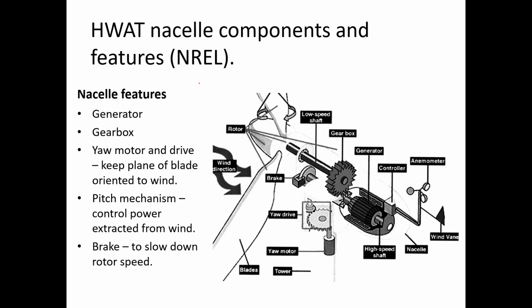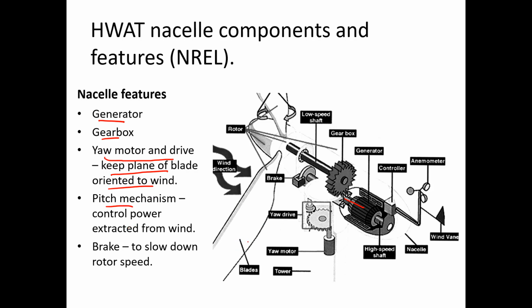Before that, I just want to take a quick look into the interior of a nacelle. So this is, again, where the turbine and generator are encompassed. In here you have a generator, a gearbox to convert the low shaft speed into a higher speed shaft going into the generator. You have a yaw motor and drive to basically keep the plane of the blade oriented towards the wind. You have a pitch mechanism, which is pretty cool.